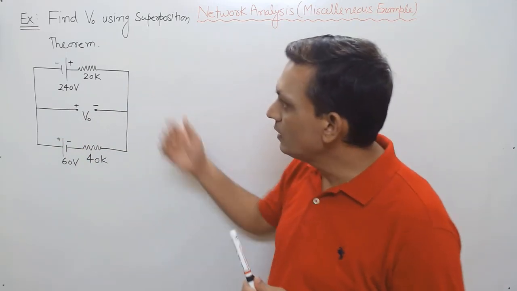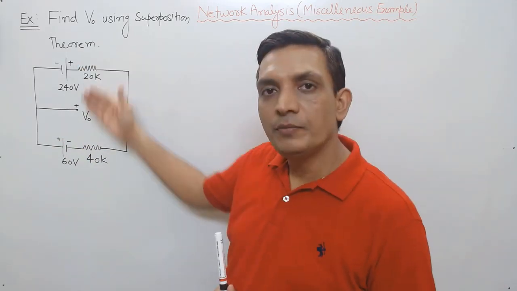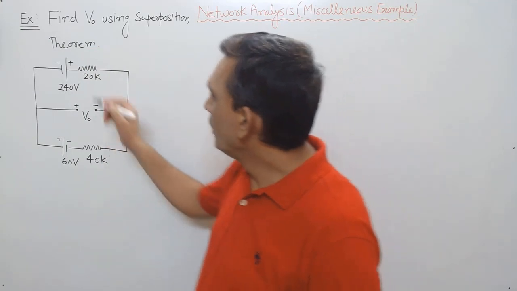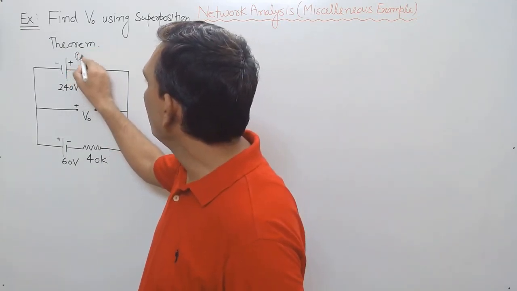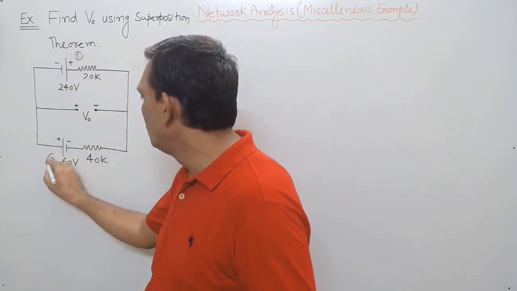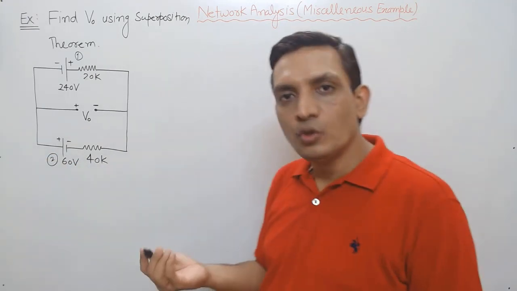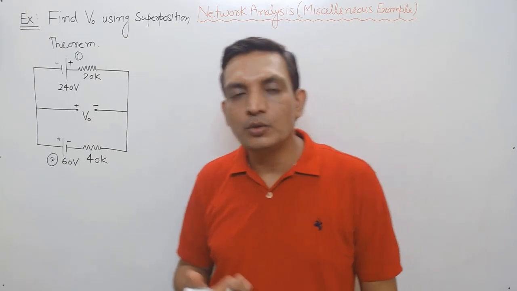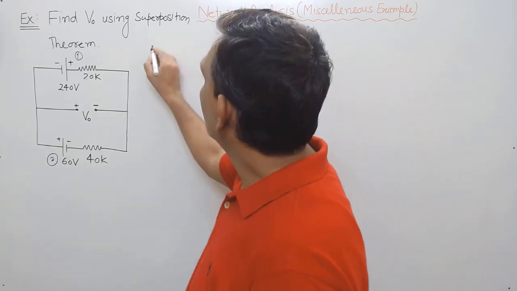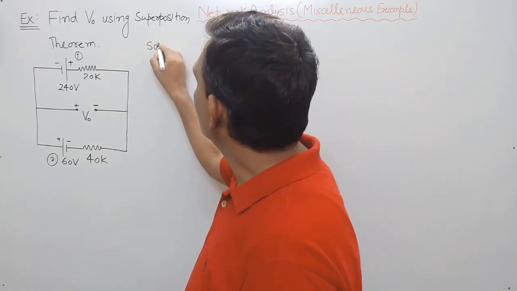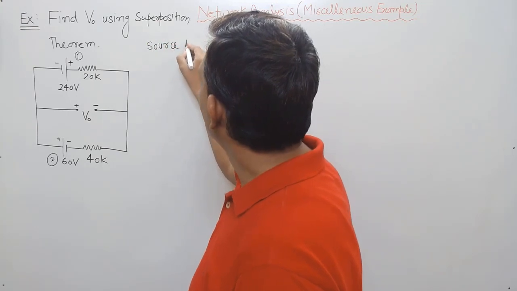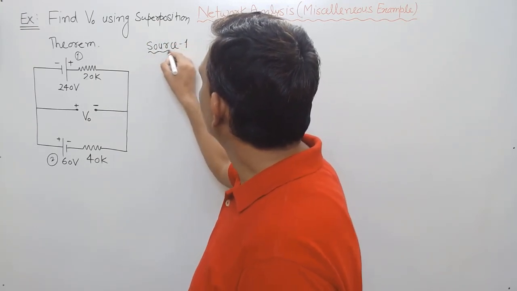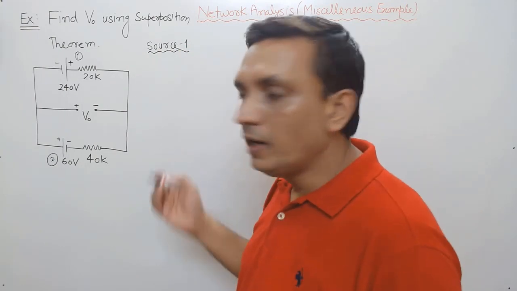So in this case, as you can see, we have two voltage sources. Call this voltage source 1 and this voltage source 2. So you have to use superposition. You know in superposition you have to find voltage due to individual source. So first consider source 1. We have source 1 only and draw the equivalent circuit.